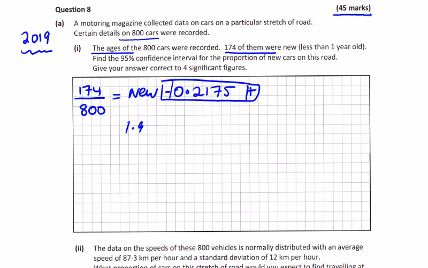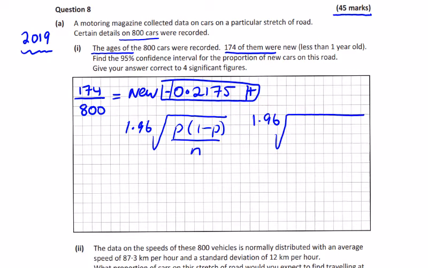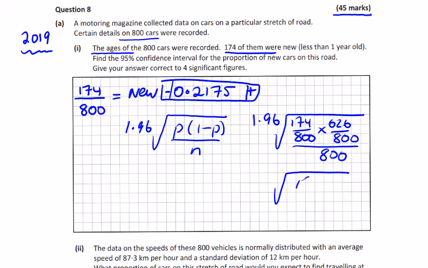So 1.96 by the square root of p times 1 minus p over n will give us this error here for my addition and subtraction. So 1.96, what I type into the calculator is the fraction 174 over 800 by what's left, 626 over 800, divided by 800. And actually what you're typing into your calculator here is the square root of 174 by 626 divided by 800 3 times, which is 800 cubed. And you're multiplying it by 1.96.